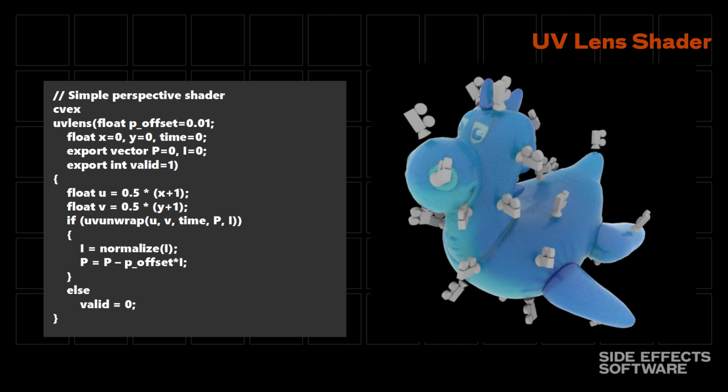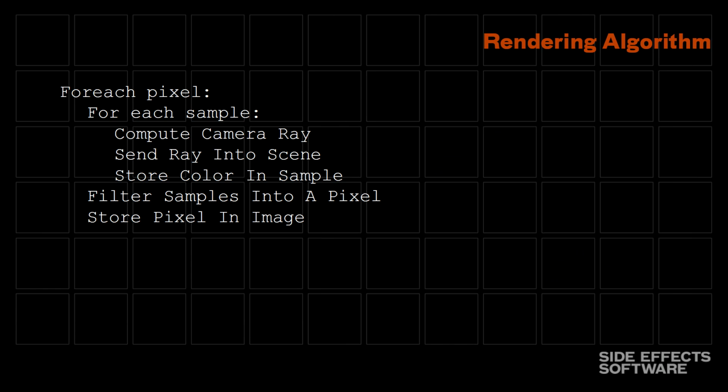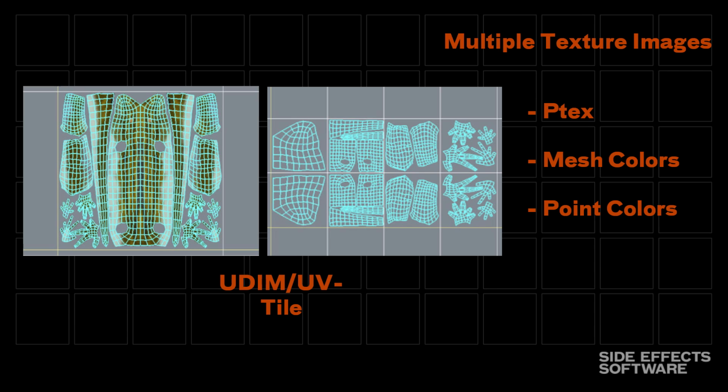So the algorithm looks like this for each pixel. For each sample in each pixel, we compute a camera ray. This is the traditional rendering algorithm. We send a ray into the scene. We store the final color into a sample. We filter those image samples into the final pixel value, and we store that pixel in the image. UV rendering is a little bit different. We'll look at that in a little bit.